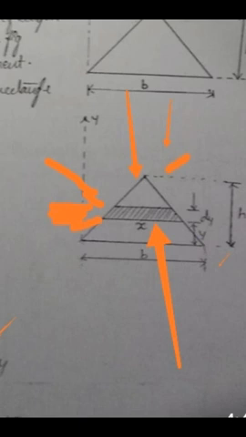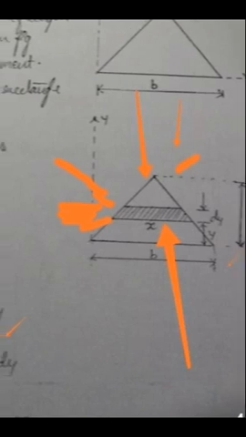So your main aim is to find the x distance from the centroidal axis, the CG, to the origin, and the y distance from the centroidal axis to the origin. You have to find the x distance and y distance. That is x bar and y bar. Your main aim is that one.